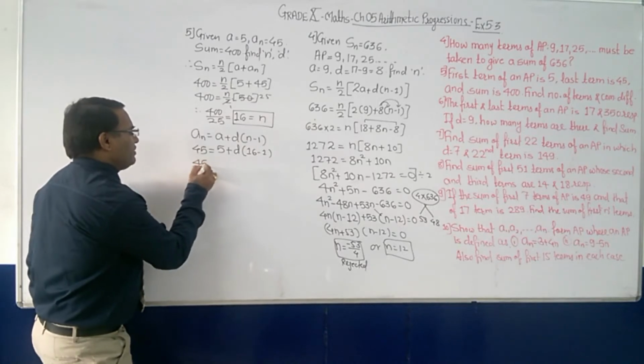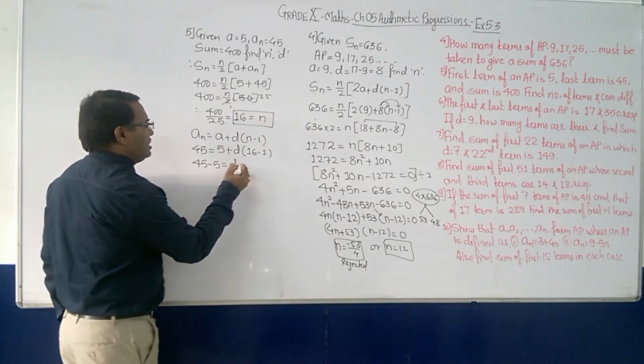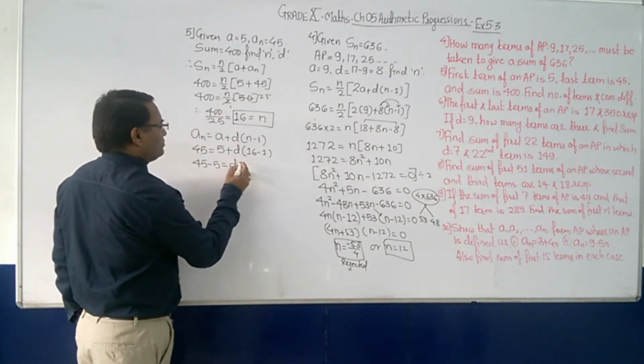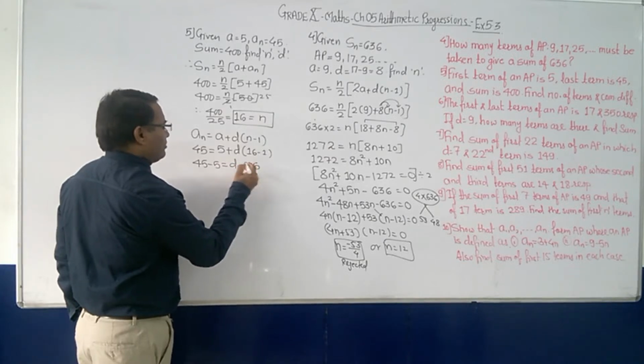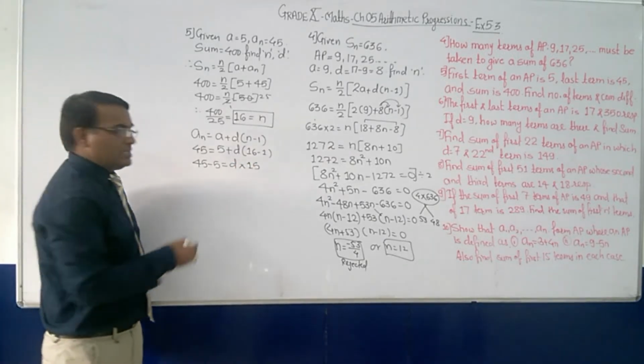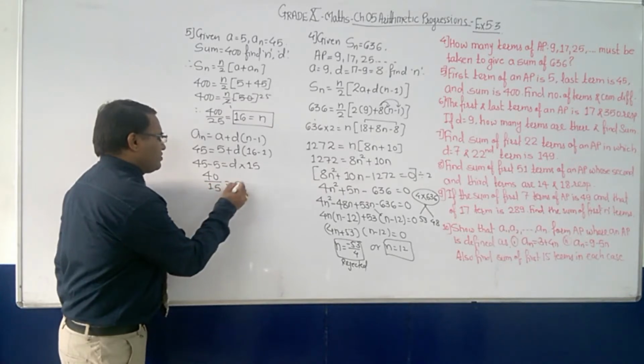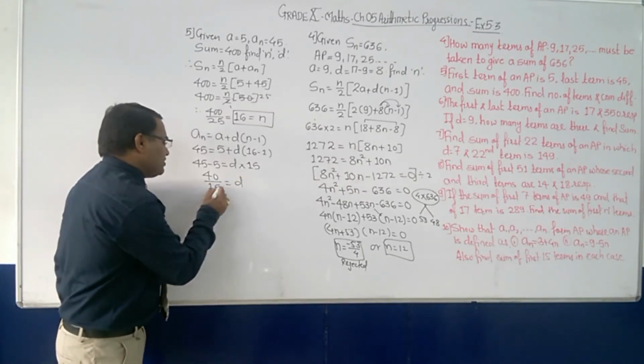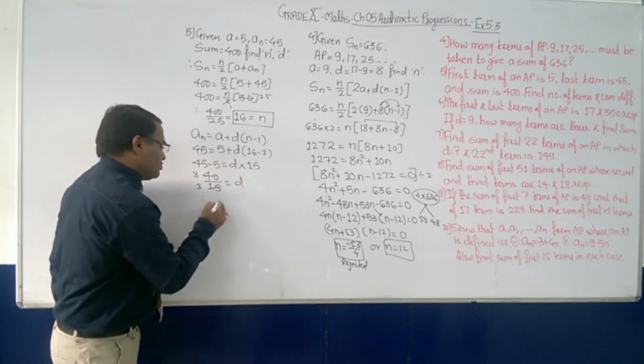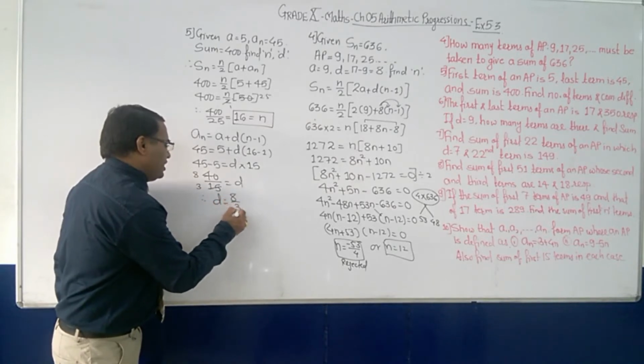So it is 45 equals 5 plus d into 15. Okay. So 45 minus 5 is what? 40. And then divided by 15 is equal to d. Therefore, 5 3s are 15, 5 8s are 40. So what is d? d is equal to 8 by 3.